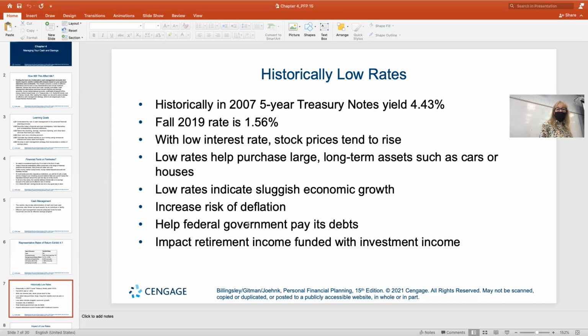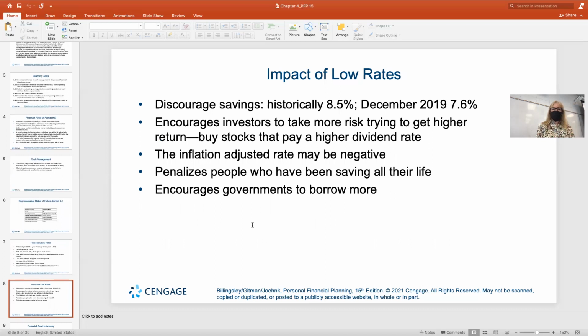It also, if you think about low interest rates and low inflation, it helps the government's debt, because they're paying it back with cheaper dollars and so forth. All right. But low interest rates discourage savings.